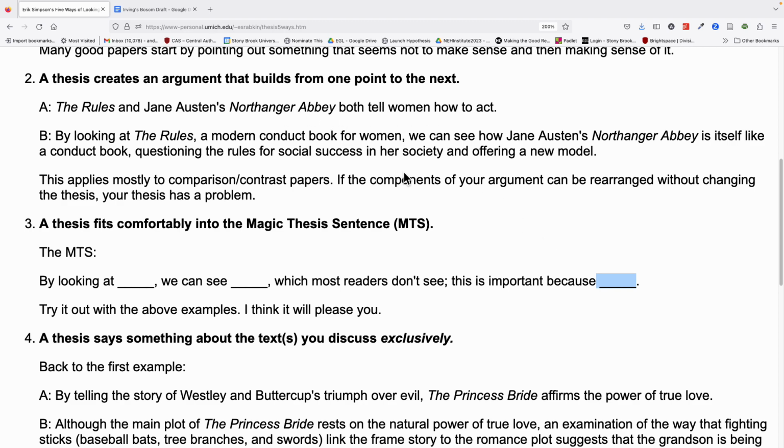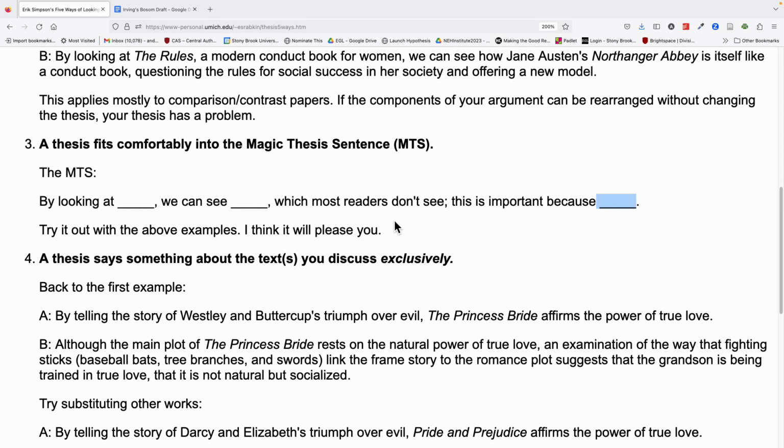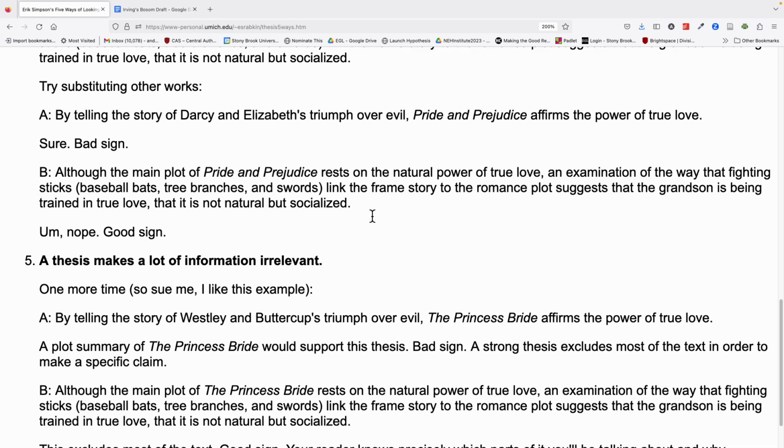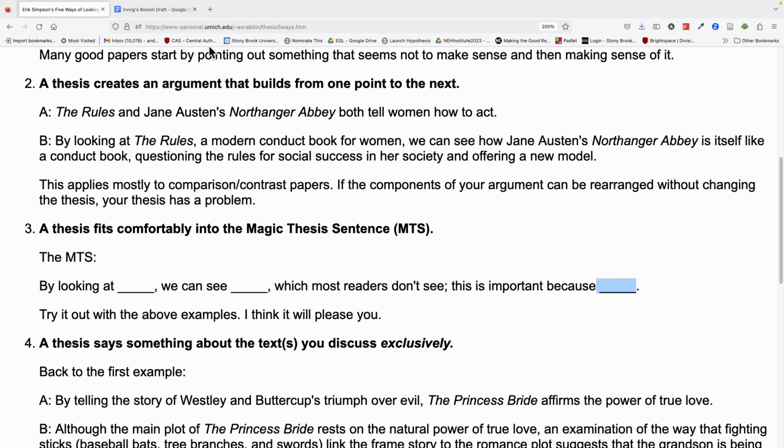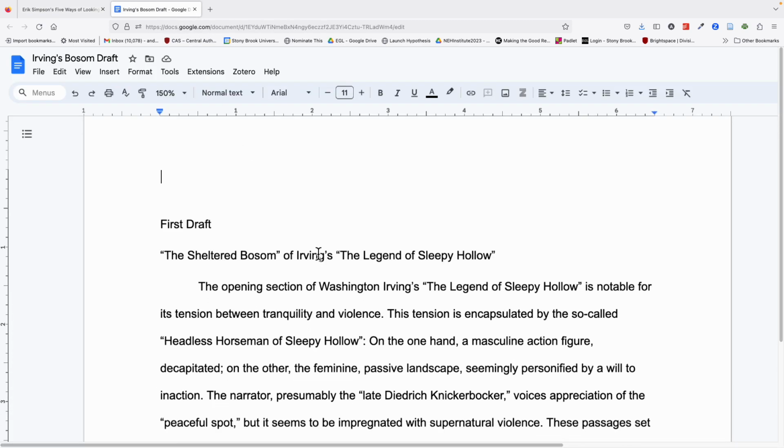I'm not going to look at these examples. I'm going to invite you to read that yourself. But here we are in the thesis. So two points to keep in mind. It builds an argument that moves from one point to the next, the magic thesis sentence, and then also makes a lot of information irrelevant. I think we have that last point covered.